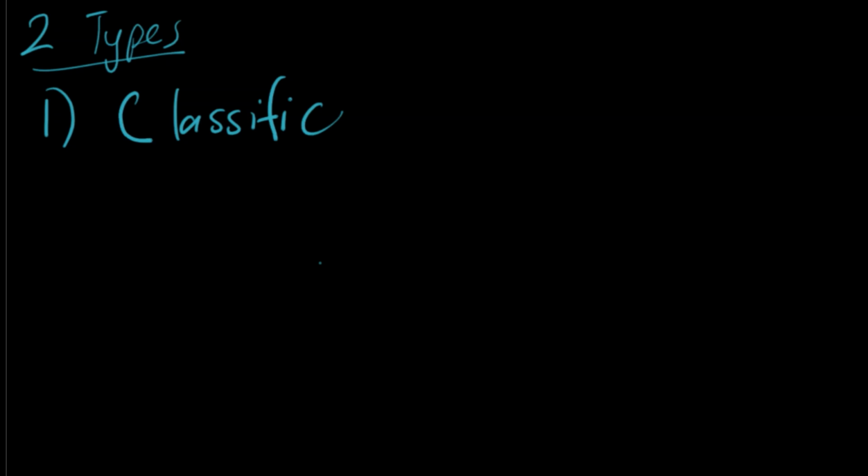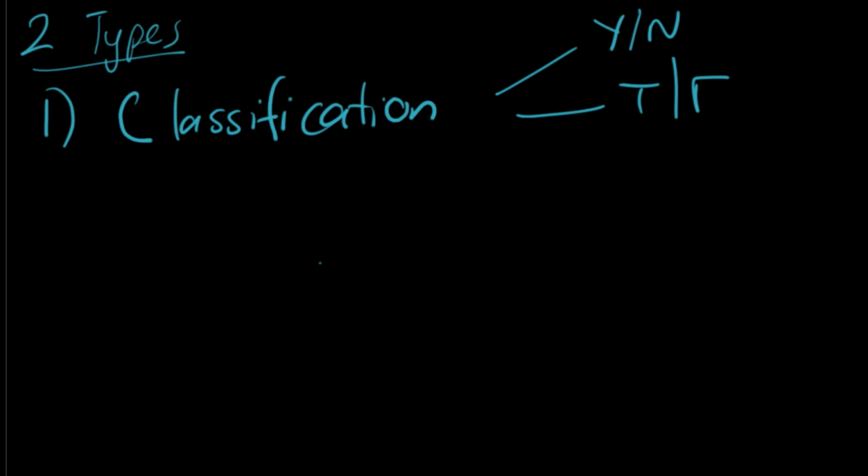And classification deals with categorical variables or categorical outcomes. So these deal with things like yes or no answers or true and false answers. And the second type you get is regression. Now regression deals with continuous data.